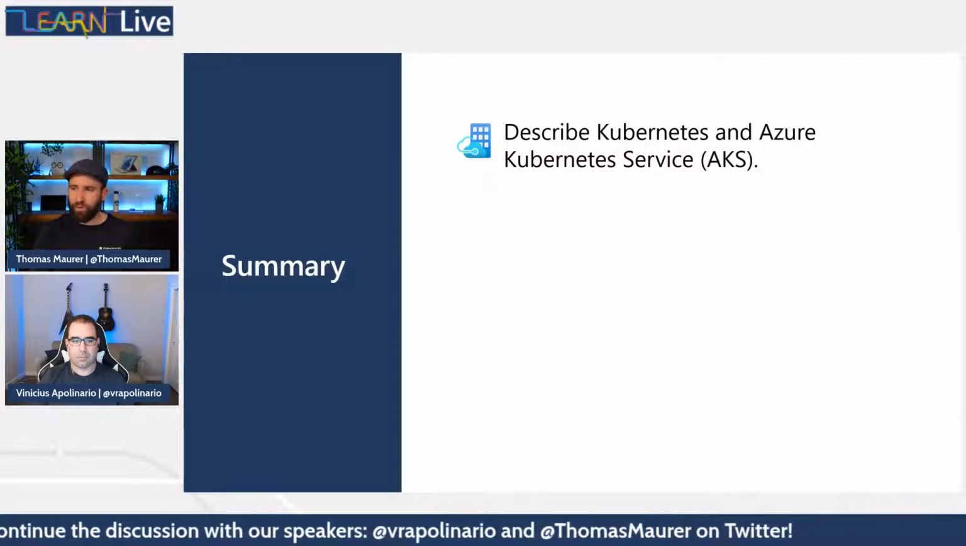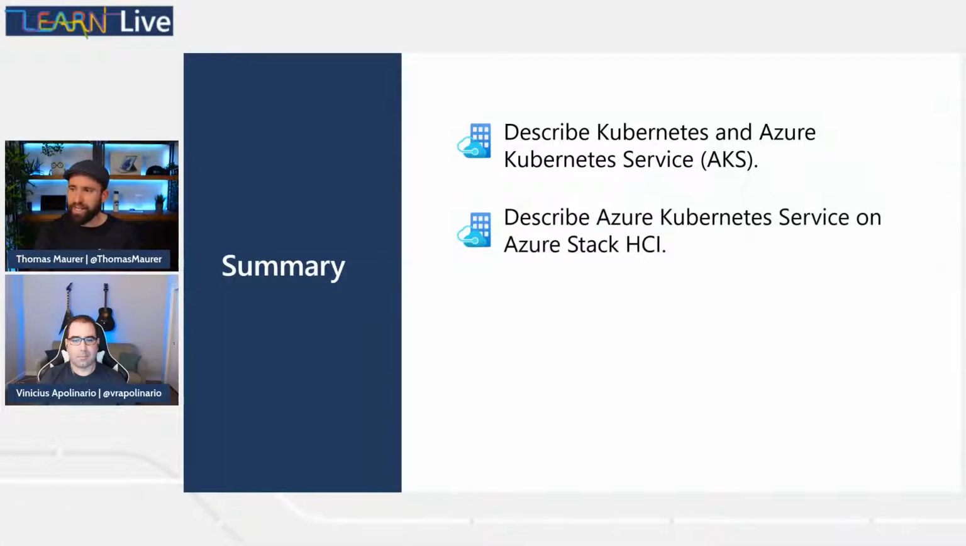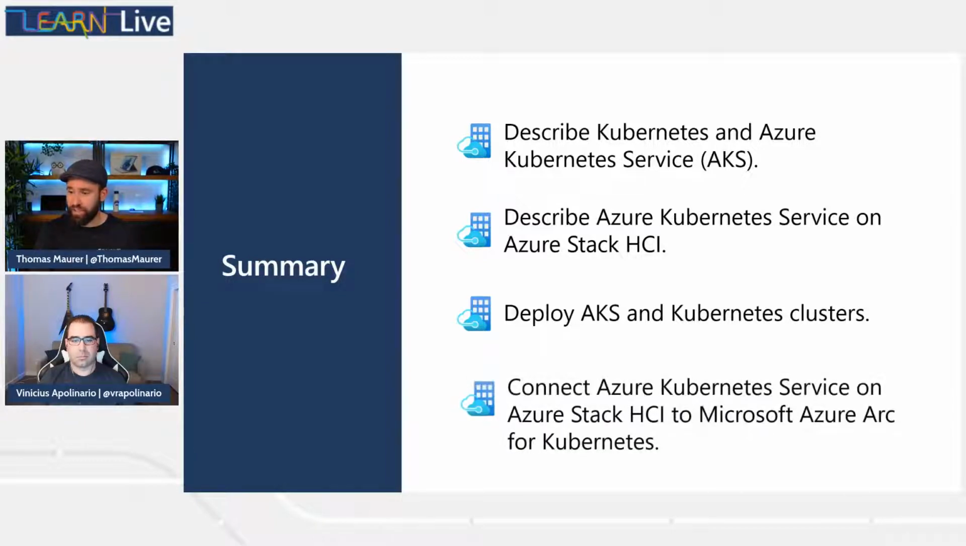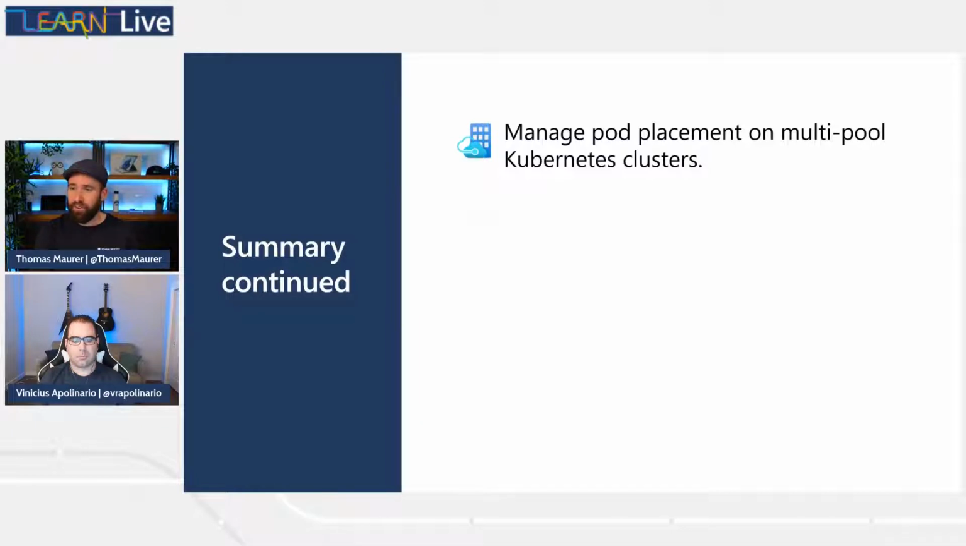So in this Learn module, we went through describing Kubernetes and the Azure Kubernetes Service, and explained a little bit what that is. We then had a look at what the advantages are of the Azure Kubernetes Service on Azure Stack HCI, and we also learned about Windows Server as well, so you can run the AKS service on premises. We went through how you can deploy AKS and Kubernetes clusters, how you can connect and manage them using Azure Arc, and what the advantage is there. With Vinicius, we had a look at managed pod placement and multi-pool Kubernetes clusters.